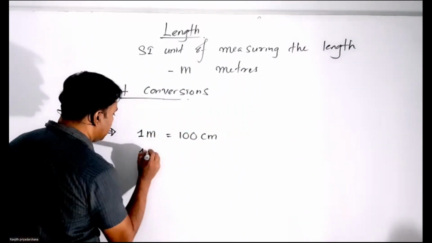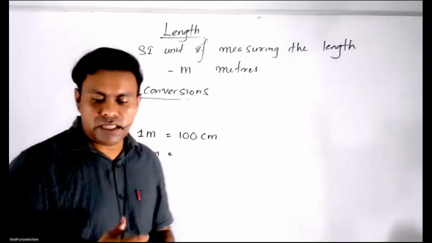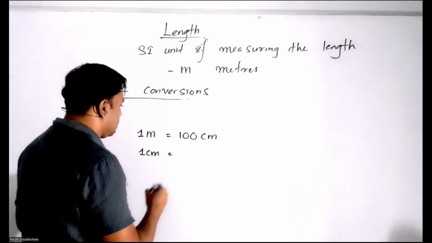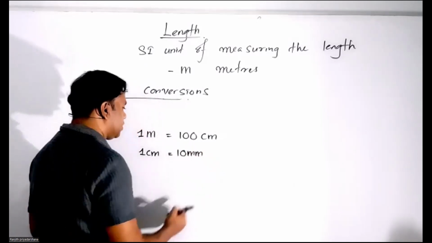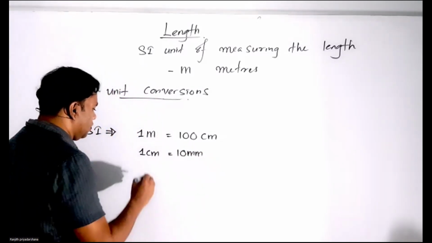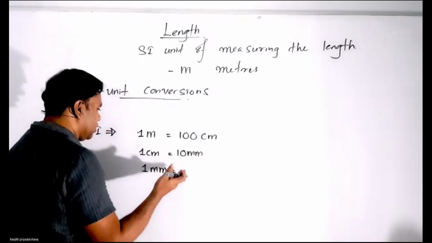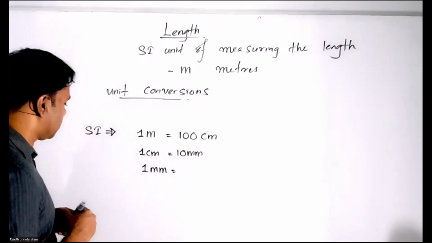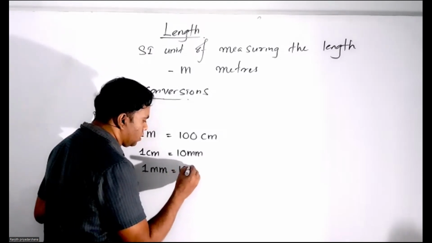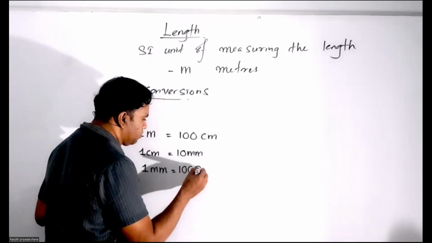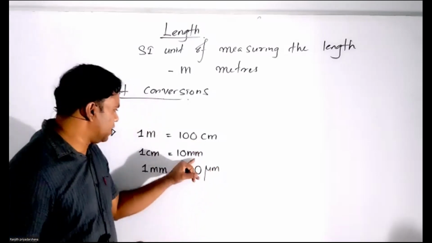1 centimeter equals another associated unit, 10 millimeters, as you learned in grade 6. So 1 millimeter equals, and the next small subunit of the meter scale is the micrometer. 1000 micrometers. You can see there's no regular pattern here.